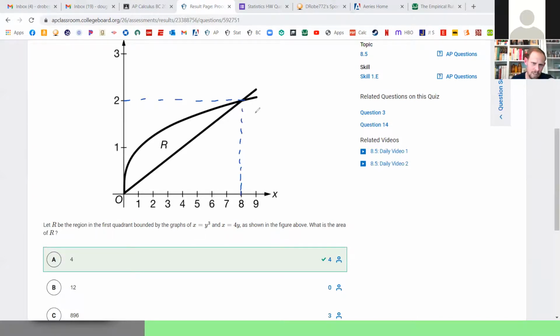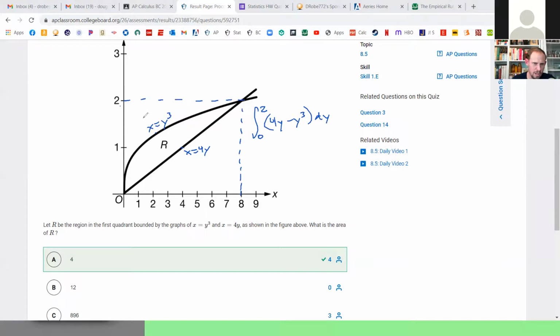So if you want, one way would be to integrate, and this would be the top function. This would be the bottom function. So this is x equals 4y, and this is x equals y to the third. So we'd go from 0 to 2 along the y-axis of 4y minus y to the third dy. That would be one way to do it.